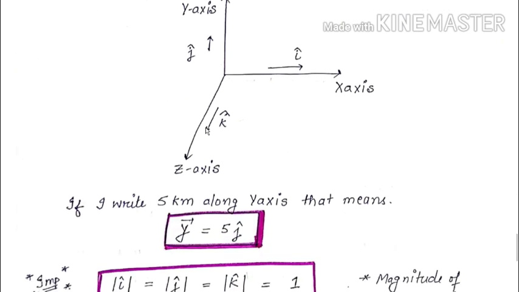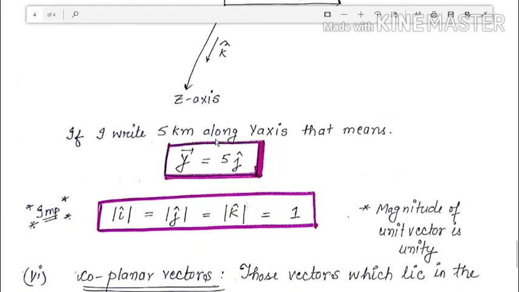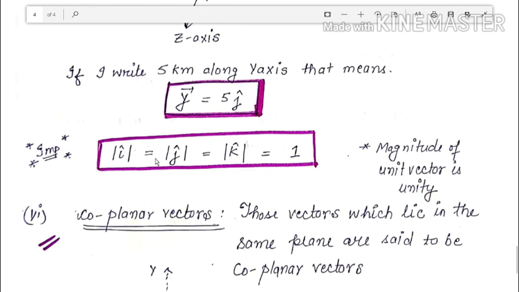If I write 5 kilometer along the y-axis, that means y is equal to 5j. Similarly, 3 kilometer along the x-axis means x is equal to 3i cap. 5 kilometer towards the z-axis means z is equal to 5k cap, and so on. It is important to know that the magnitude of all these unit vectors, i cap along the x-axis, j cap along the y-axis, and k cap along the z-axis, is equal to 1. So the magnitude of a unit vector is unity.